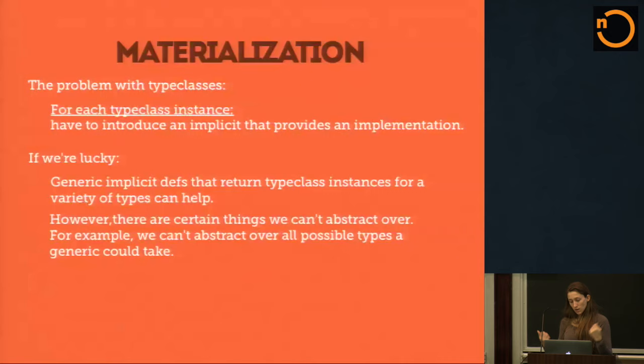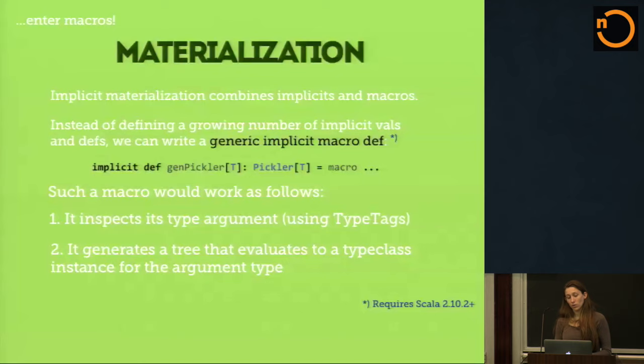So in these cases, we use macros to help us. We basically just combine macros and implicits, in order to prevent there from being a growing number of implicit vals that define, or implicit vals that are basically your type class instances.